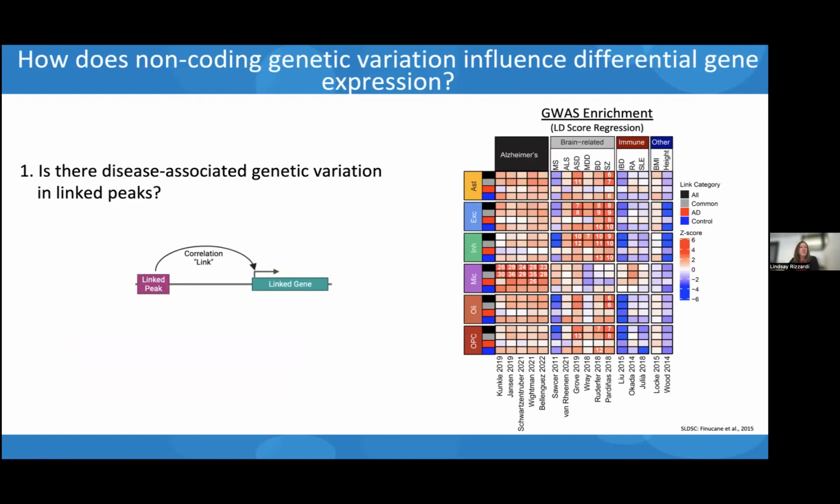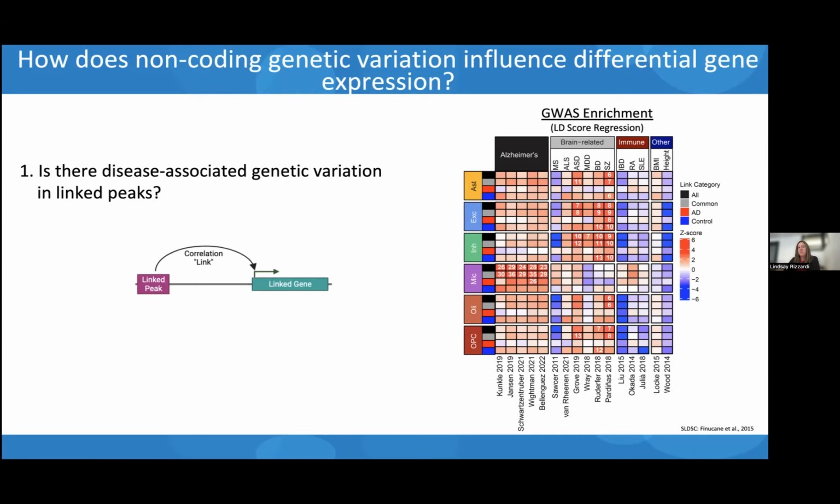But let's get back to the initial question that we really asked, which was how does non-coding genetic variation influence this differential expression that now we've cataloged? So the first way to address this is to ask if there's disease-associated genetic variation in the linked peaks that we've identified. And to do this, we performed LD score regression. This is a similar analysis to what many people have done, where you're basically partitioning heritability of a trait across the genome and asking how much of this variability does your data type explain, in this case, our linked peaks.